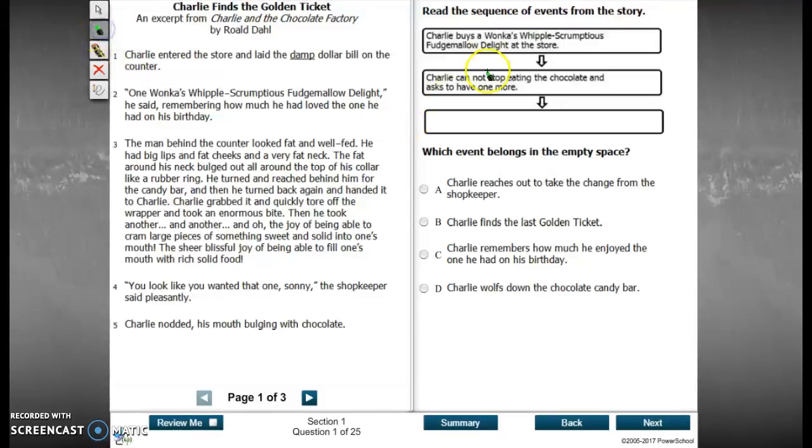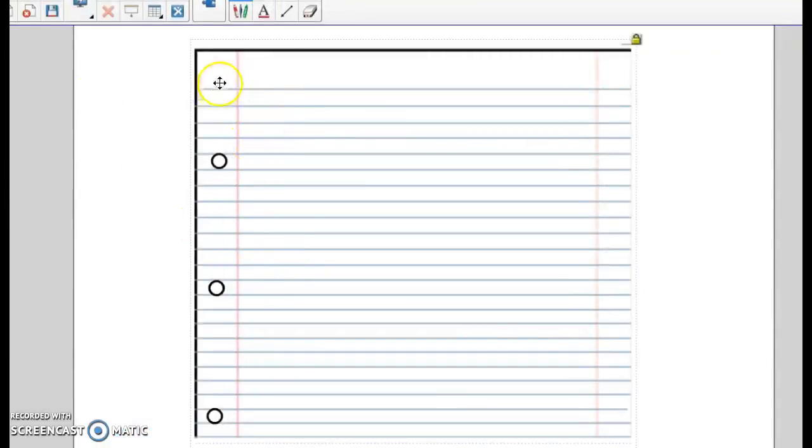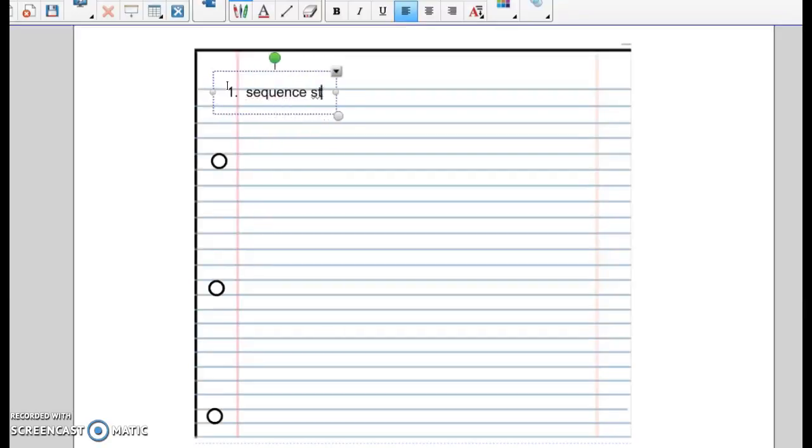All right, so number one, read the sequence of events from the story. So this is obviously sequencing from the story. And it says which event belongs in the empty space. So the best thing to do on your loose leaf would be, right, number one, it's sequence story.